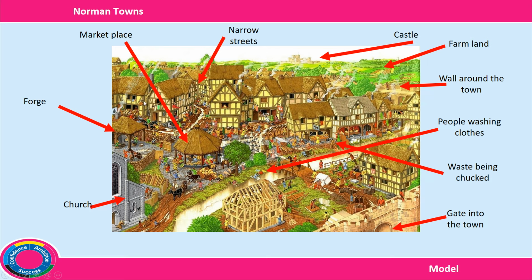We can also see we've got the signs along here. Now, the signs aren't written because most people are illiterate, so they can't read or write. And so pictures show what the shop or what the building is. We've got our farmland in the corner. Remember, our farmland is done through strip farming. And we've got our castle in the background as well.